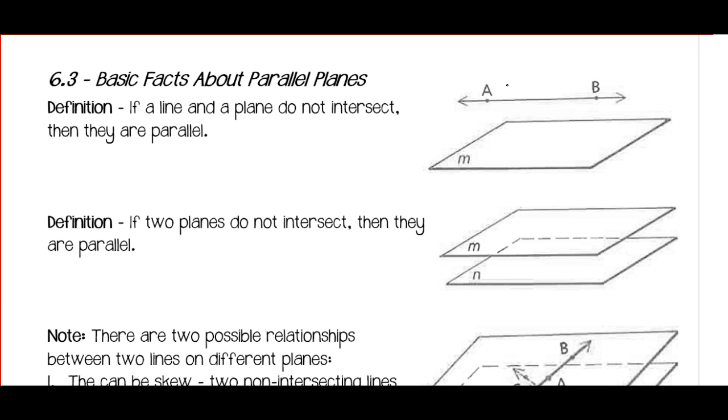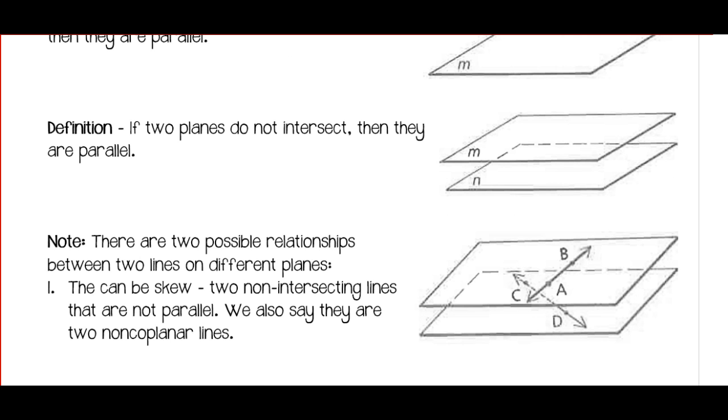Another definition: if two planes do not intersect, then they are parallel, so we can also have parallel planes. When you're thinking about parallel planes, maybe you want to think about the floor and the ceiling in a room, or maybe opposite walls. Those would be parallel planes.